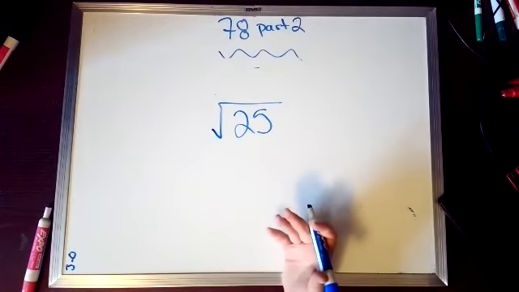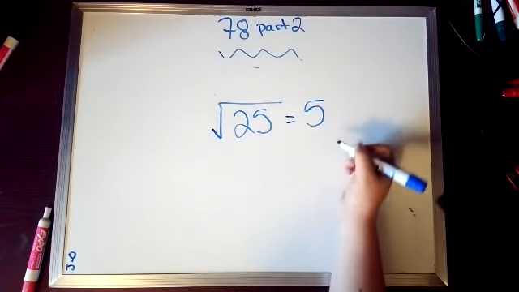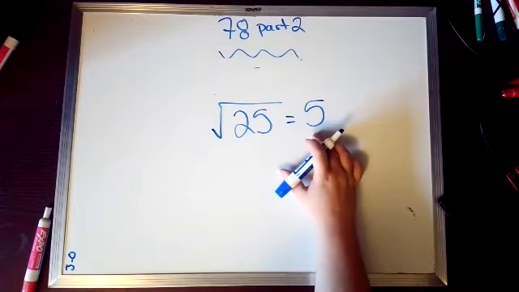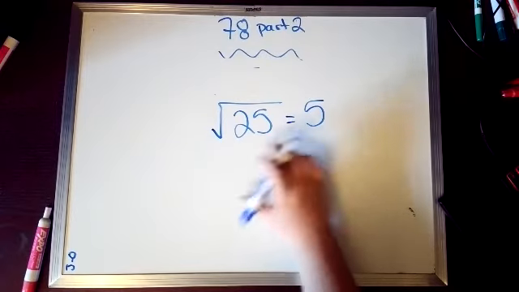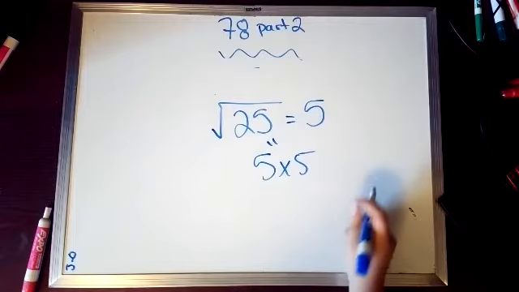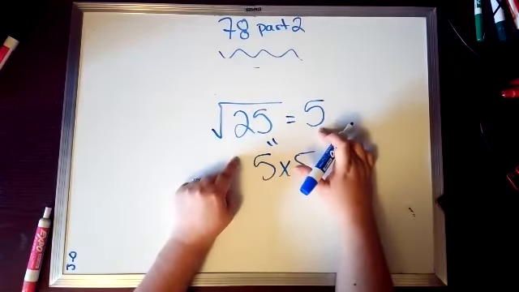What's the square root of 25? Well, the square root of 25 is 5. Okay, how we get this is it's this number. It needs to be times by itself to get this number. So 5 times 5 equals 25. That's why the square root of 25 is 5.